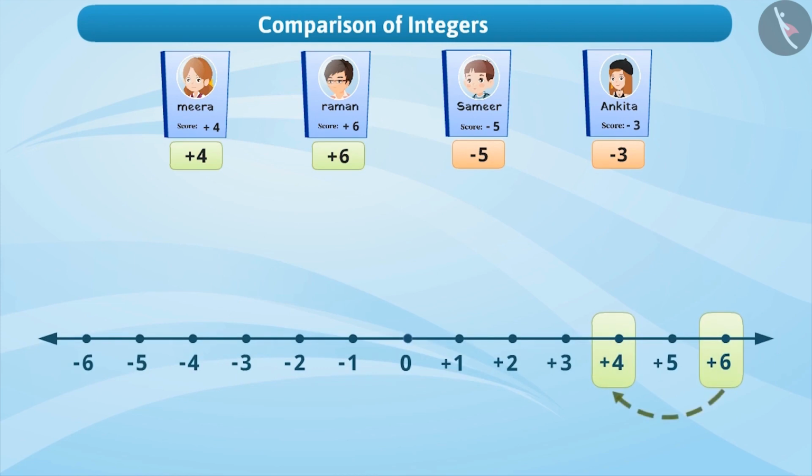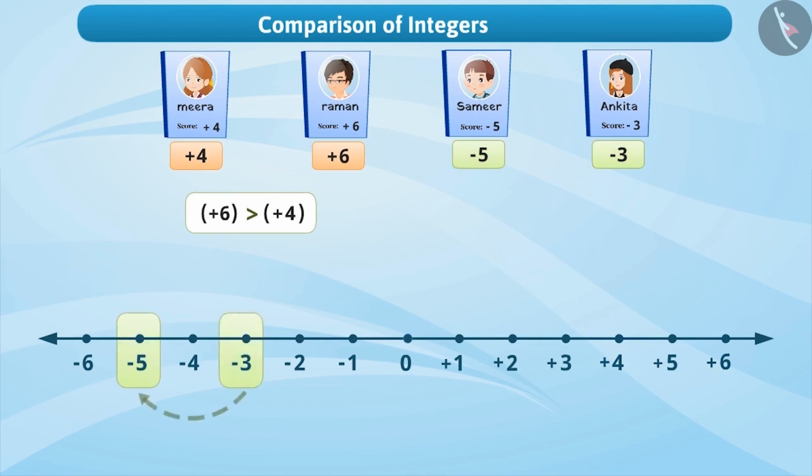Look at the number line. Meera's +4 is to the left side of Raman's +6. +4 is less than +6, or since +6 is to the right of +4, +6 is greater than +4. Similarly, let's compare the scores of Samir and Ankita. Since the number -5 is to the left of -3, -5 is less than -3. In other words, -3 being on the right side of -5, -3 is greater than -5.